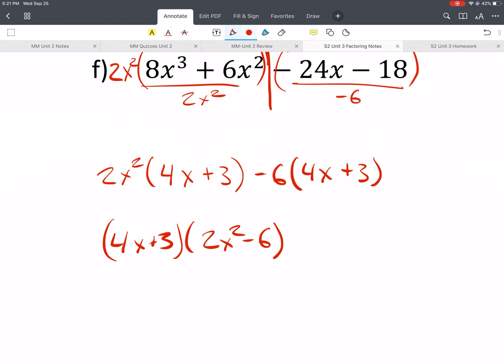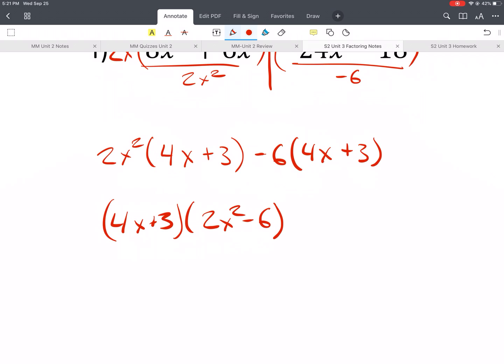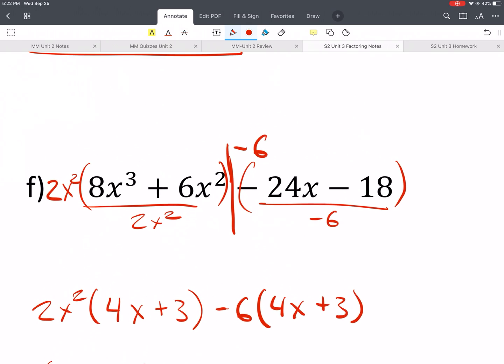Now let's look at this. I should have done this before, but we'll catch it here, and I imagine sometimes you'll miss it, and you'll have to correct it at the end. But when we look at this original problem, we have 8, 6, 24, 18. Can we take out a greatest common factor even before we group? We sure can. We can divide all of those by 2. So we could factor out the greatest common factor first, and then we could do our grouping.